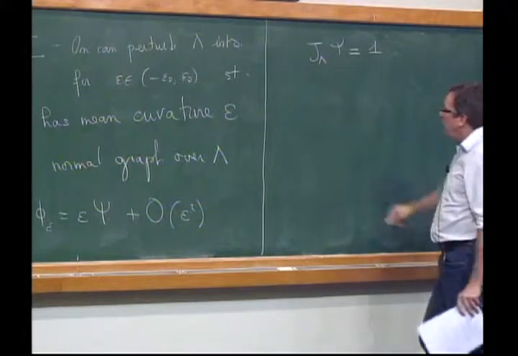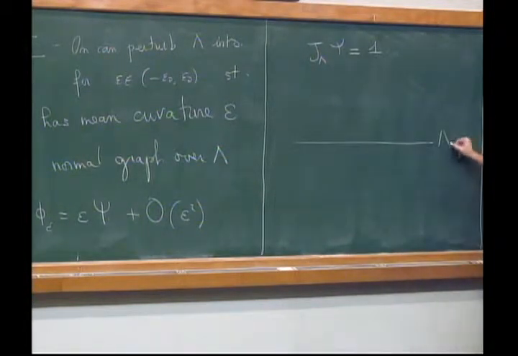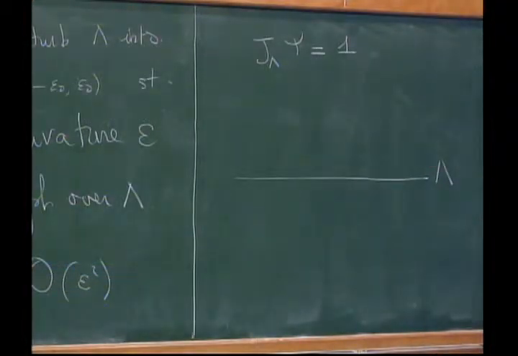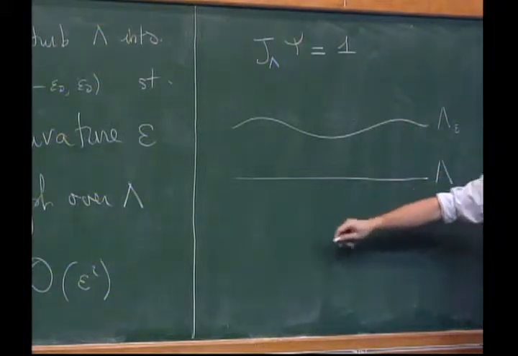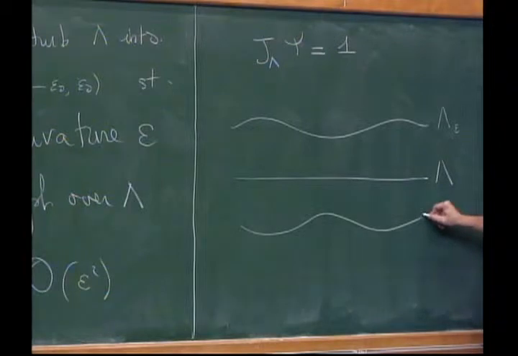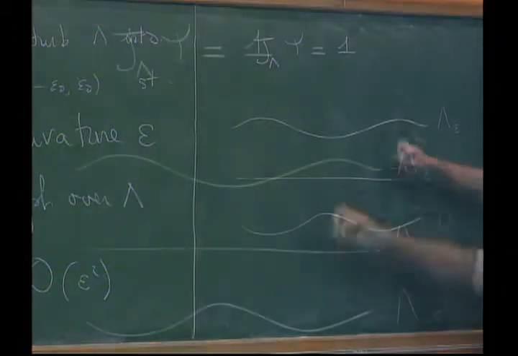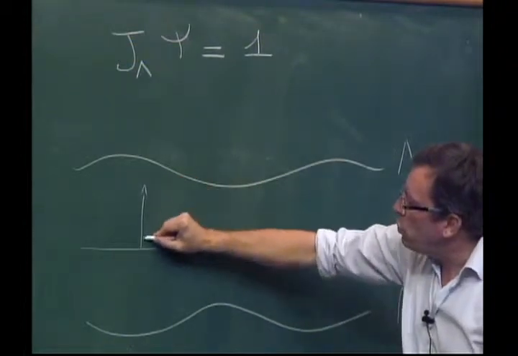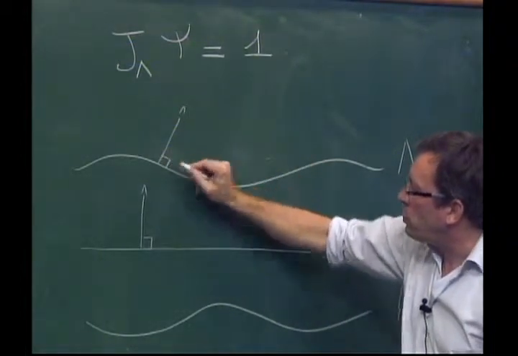Now the idea is that if you start with lambda here, you can take a copy of lambda which has been slightly moved. This is lambda sub epsilon, which has mean curvature epsilon. But you can also consider another surface which is below, which will be called lambda minus epsilon, which has mean curvature minus epsilon. Here what is important is to understand the orientation of the surfaces you're working with.